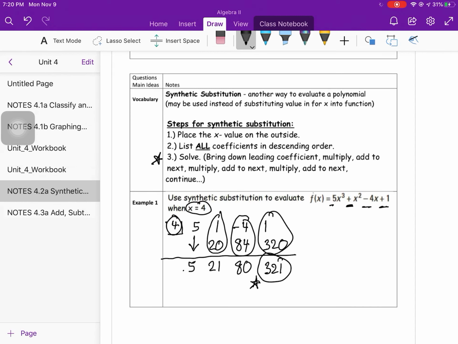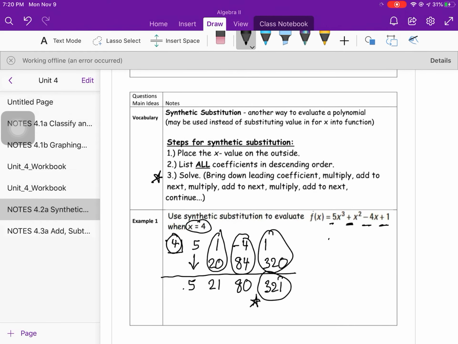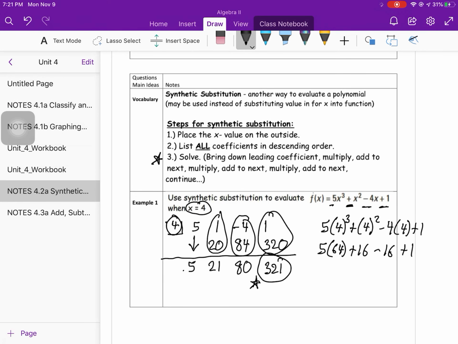That's what we would get if we plugged in 4. Just to show you, this is what we would get if we were to do this the old way. You can go ahead and type this in your calculator if you want to check to be sure, or you can trust my math on this one. So 4 to the third power is 64. 4 squared is 16. Minus 4 times 4 is minus 16. Plus 1. 5 times 64 is 320. These two are going to go away since one's positive, one's negative, and then we just get plus 1. So we do end up getting 321, the same exact answer, which is what we expected if we did it correctly.